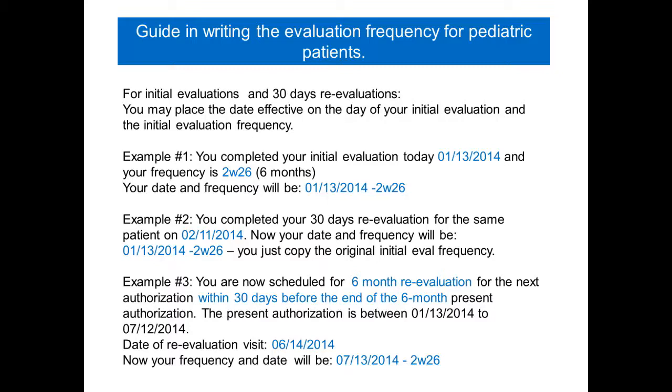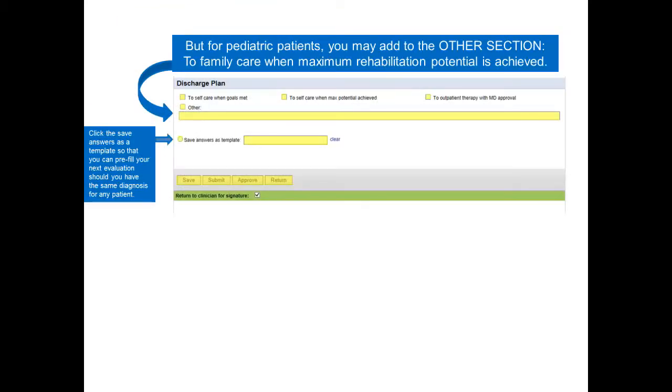Example number 3. You are now scheduled for the 6-month re-evaluation for the next authorization within 30 days before the end of the 6-month present authorization. The present authorization is between 01/13 of 2014 to 07/12 of 2014. Date of re-evaluation visit 06/14/2014. Now your frequency and date will be 07/13/2014, 2W26. But for pediatric patients, you may add to the other section, to family care when maximum rehabilitation potential is achieved.